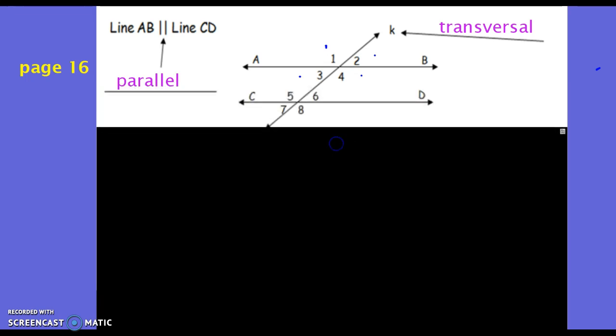So look to here. If angle 1 is in the upper left, the angle that it matches up with in the bottom 4 angles is angle 5. Those are called corresponding angles. They're in the same position. They're both in the upper left. Angle 2 corresponds with angle 6. They're both in the upper right-hand position. Angle 3 corresponds with angle 7. They're both in the lower left. And angle 4 corresponds with angle 8. They're both in the lower right.